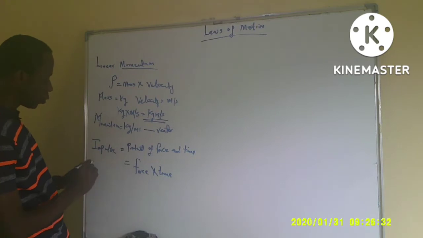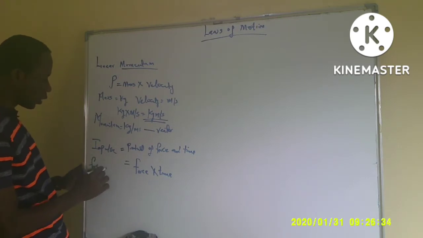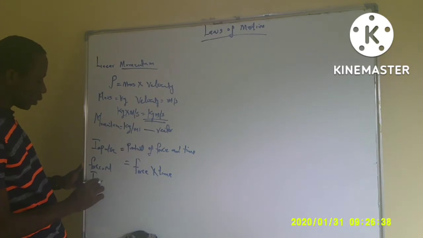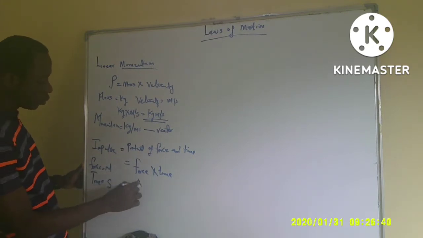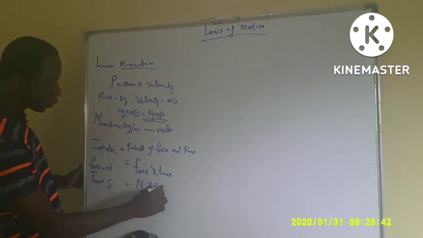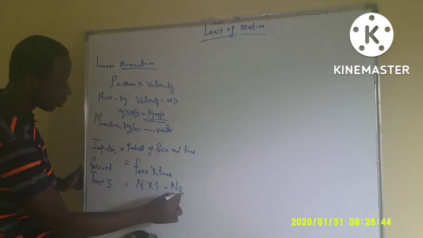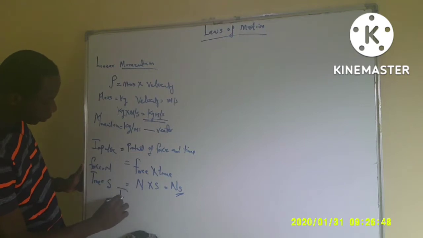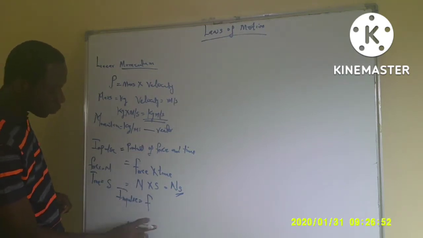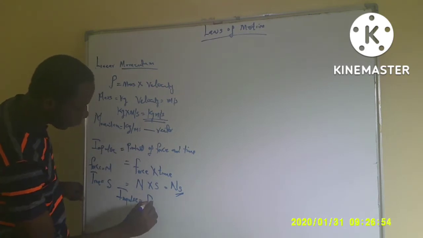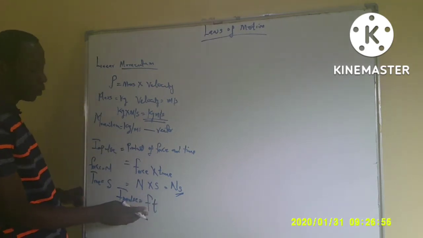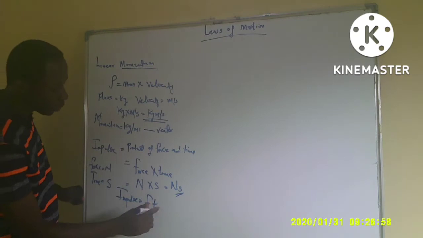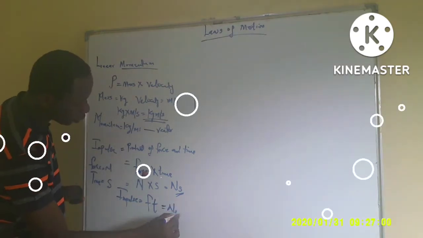So what's the unit of force? The unit of force is Newton. And what's the unit of time? The unit of time is seconds. So we can say Newton times seconds gives us Newton seconds. So that's the unit of impulse. So we can say the formula for impulse is equal to F, sorry, just Ft. F is the force, t is the time in seconds, and the unit is Newton seconds.